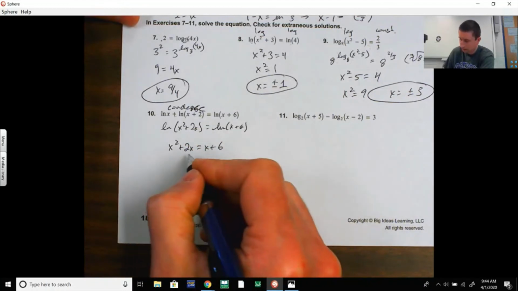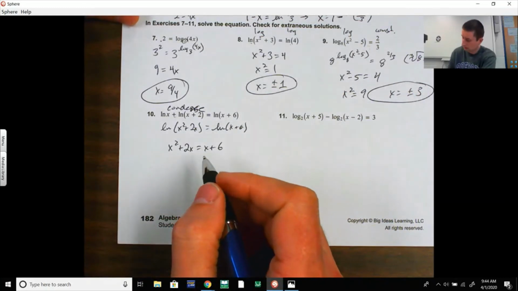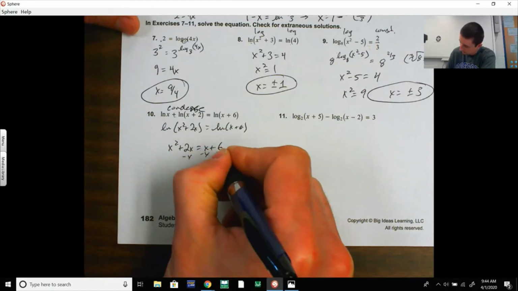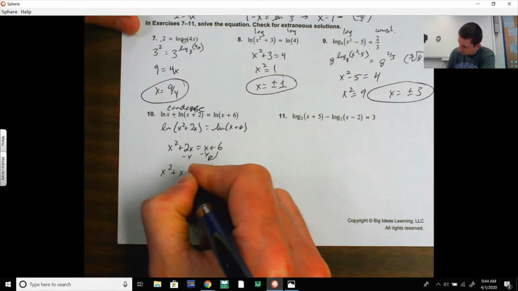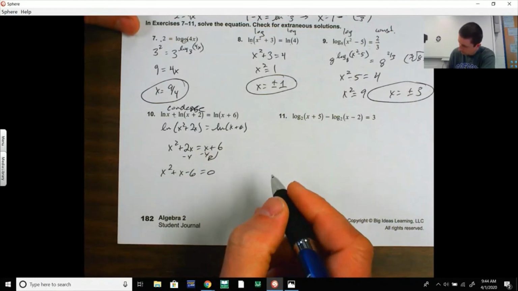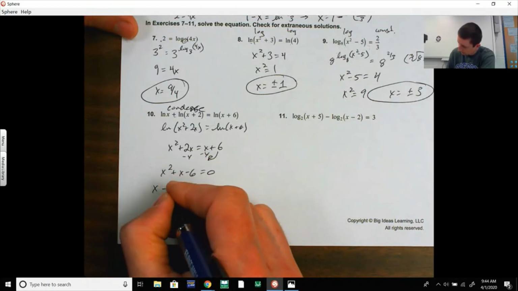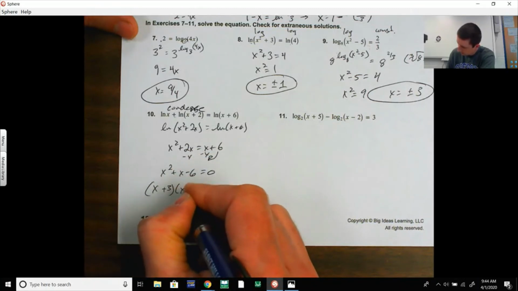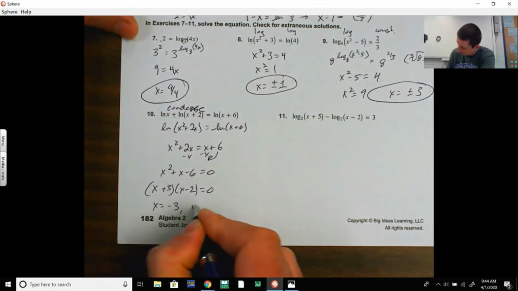Get it all on the same side. We get a quadratic. We get to use some factoring or quadratic formula, completing the square, whatever you want to do. So minus the x over minus the x, bring the 6 over too. So x squared plus x minus 6 equals 0. So that factors: what multiplies to negative 6 and adds to 1 would be a positive 3 and a negative 2. So the two answers we get here are negative 3 and 2.